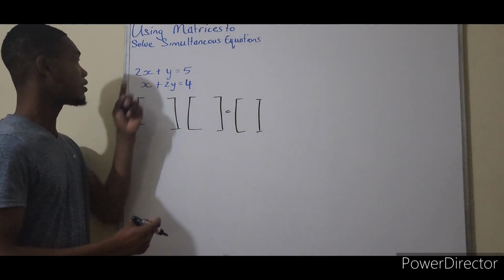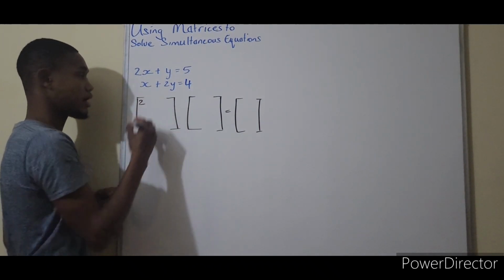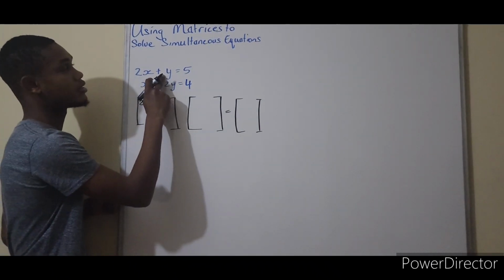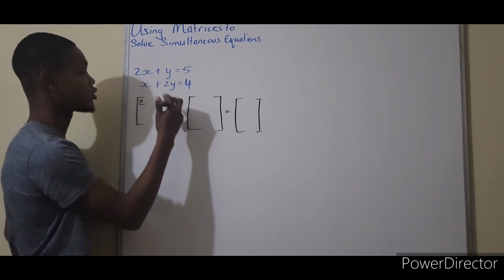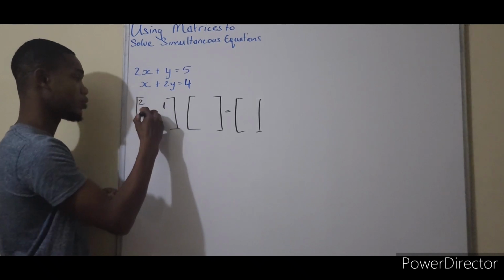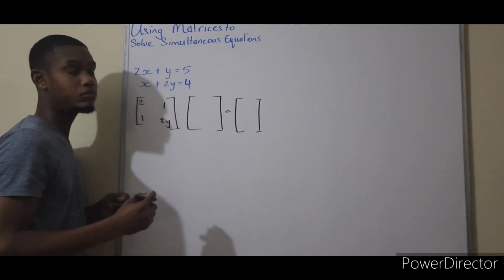So look at this variable here, the number before, 2. So you write 2 at the top. Come across, this is just a y. Once you see a variable by itself, the coefficient is 1, so you'll put a 1. Same thing here, 1. Here is 2y.